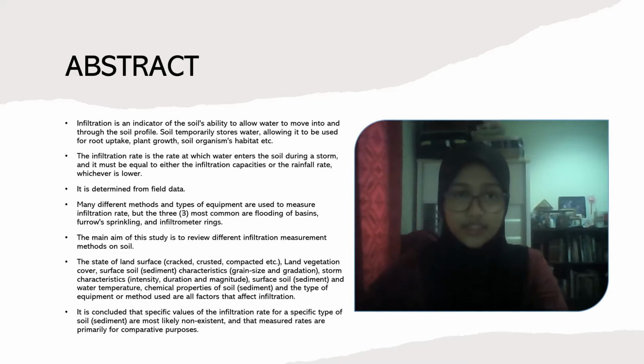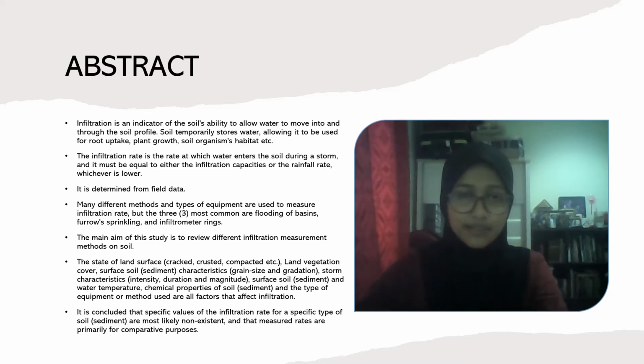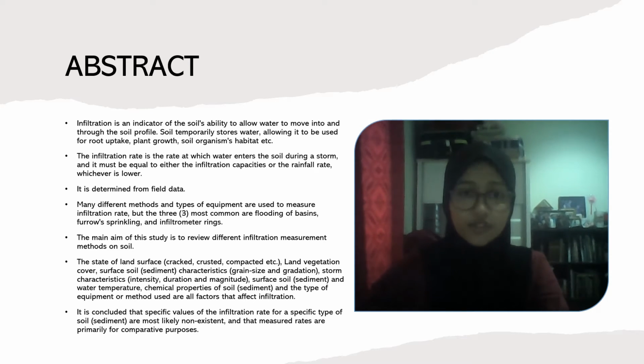Okay, in this chapter, which is the abstract, we define infiltration and the infiltration rate. Infiltration is an indicator of the soil's ability to allow water to move in or out and through the soil. Soil usually stores water, which is used for plant uptake and growth, soil organism habitat, and many other uses. Infiltration rate is the calculation of the rate at which water enters the soil during a storm or other factors. The rate of calculation must be equal to either the infiltration capacity or the rainfall rate, whichever is lower. The rate is obtained and determined from field data.